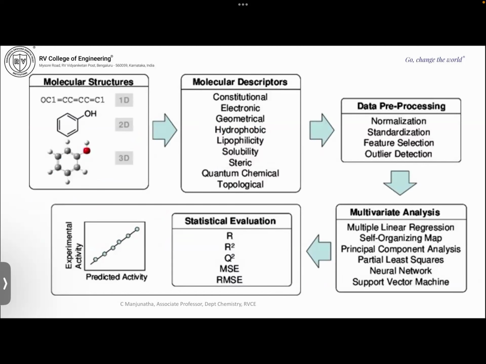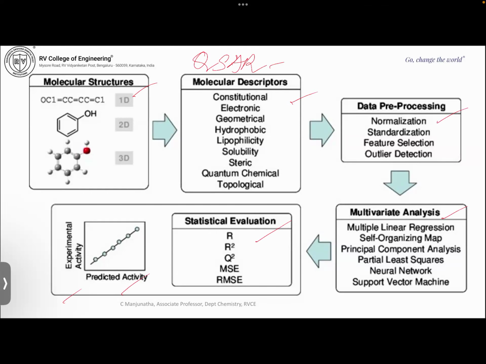Let us understand by taking one example. You can see that these are the various stages of QSAR. The first is molecular structures, descriptors, data pre-screening, multivariate analysis, statistical evaluation, and then the model. The fitted model versus experimental activity versus the predicted activity. So these are the various stages that we follow in QSAR.